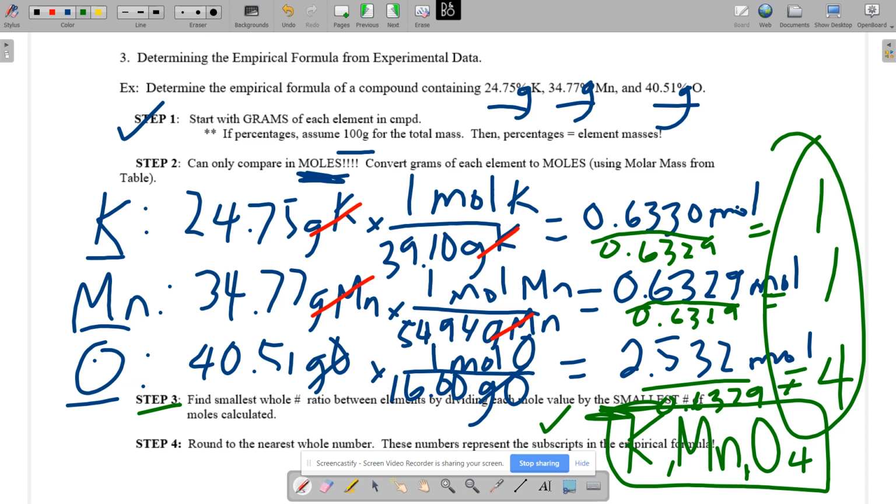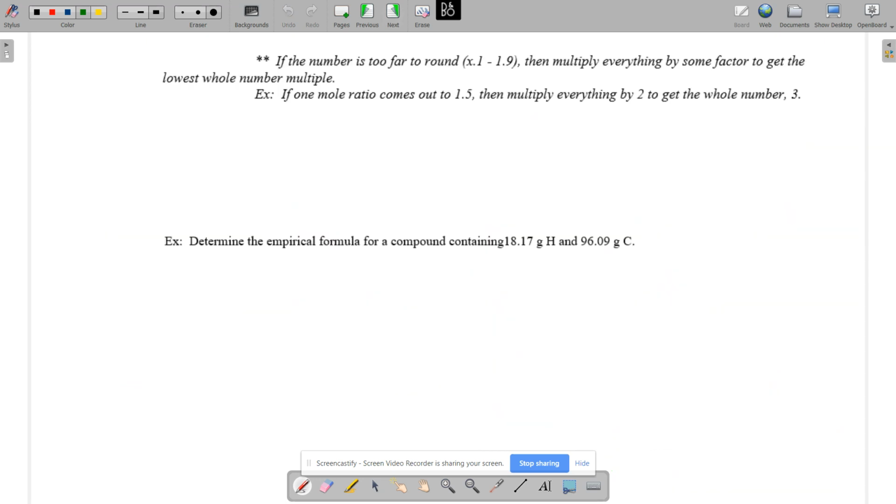Okay, so you guys see how it works. If you've got percents, make sure you turn those percents into grams. When you have grams, you've got to convert to moles. Once you convert to moles, divide by the smallest mole value. You can see the relationship, and you've got yourself an empirical formula. Okay, pretty easy, right? Now there is one small complication.